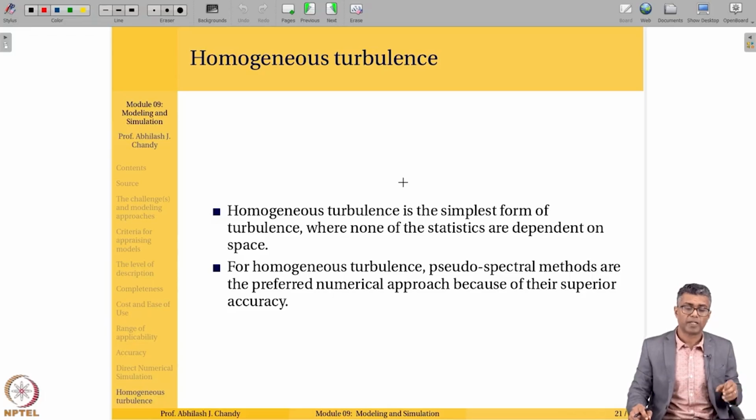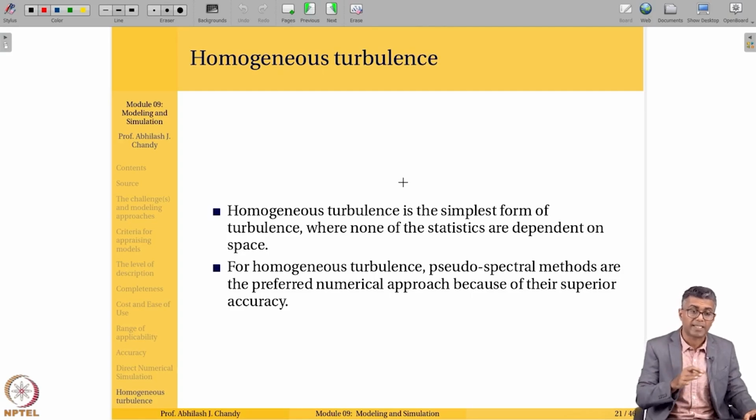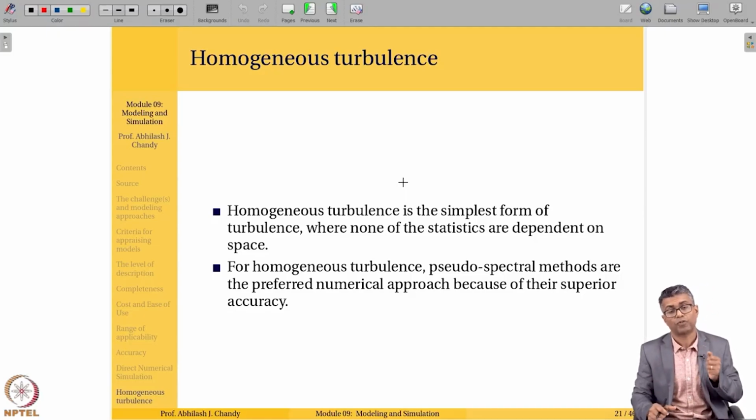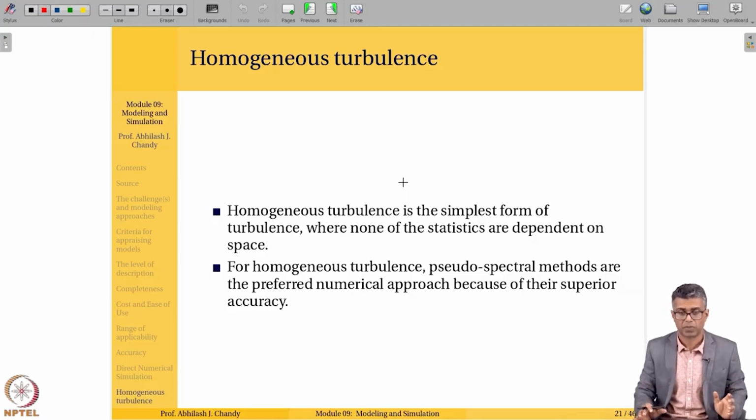So for DNS, what we want to do in this class is we want to discuss direct numerical simulation in the context of homogeneous turbulence and try to look at the challenges associated with it. Try to look at the criteria, especially related to the cost of DNS. But we want to look at that in the context of homogeneous turbulence because it is the simplest form of turbulence. None of the statistics are dependent on space, and what we know is that for homogeneous turbulence, what are called pseudo-spectral methods are the preferred numerical approach because of their superior accuracy.